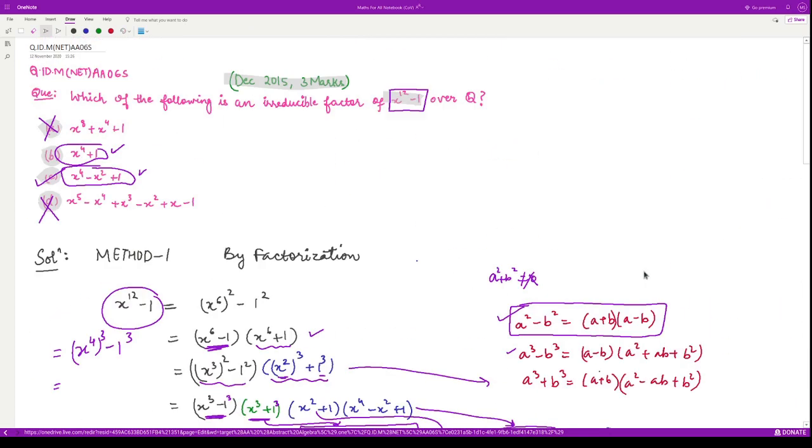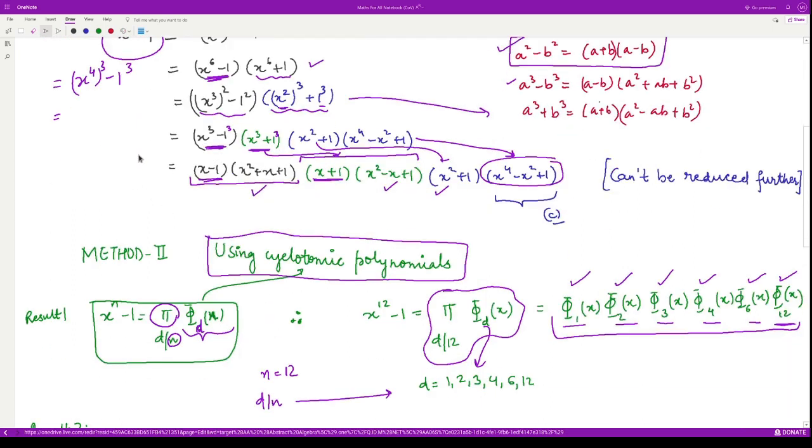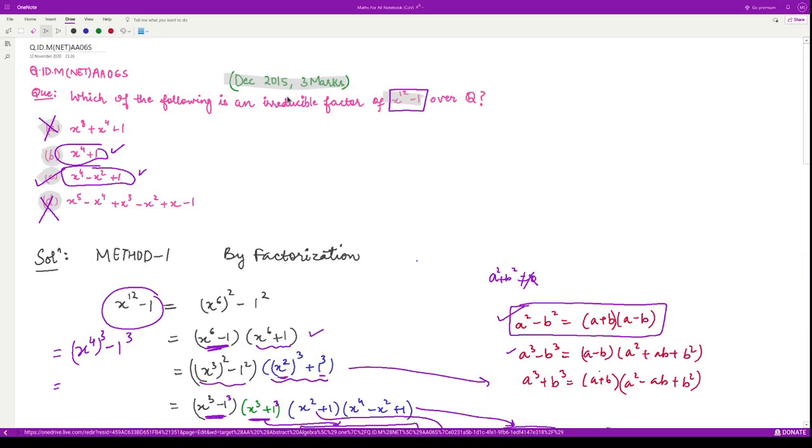Although this second method is a bit lengthier than the first one, it is required when you are unable to solve this very simple question using the first method, so that you do not lose your marks, 3 marks for this very easy question. So the correct option in this case is C, because option B does not factorize x to the power 12 minus 1. Well, that is it for this video. Thank you for watching.